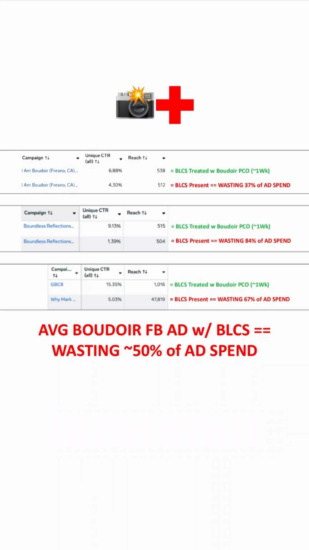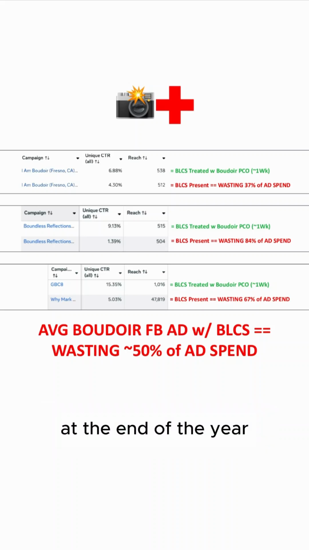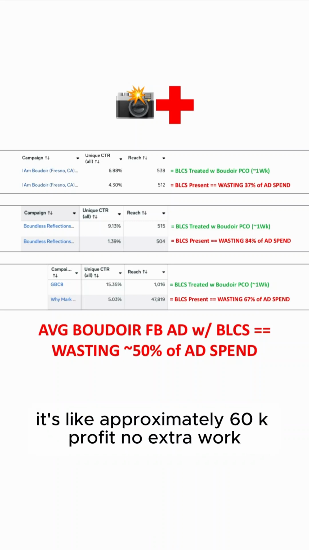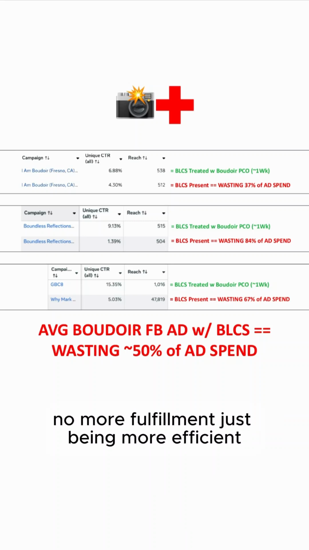And at the end of the year, it's approximately a 60K profit. No extra work, no extra effort, no servicing more clients, no more fulfillment, just being more efficient.